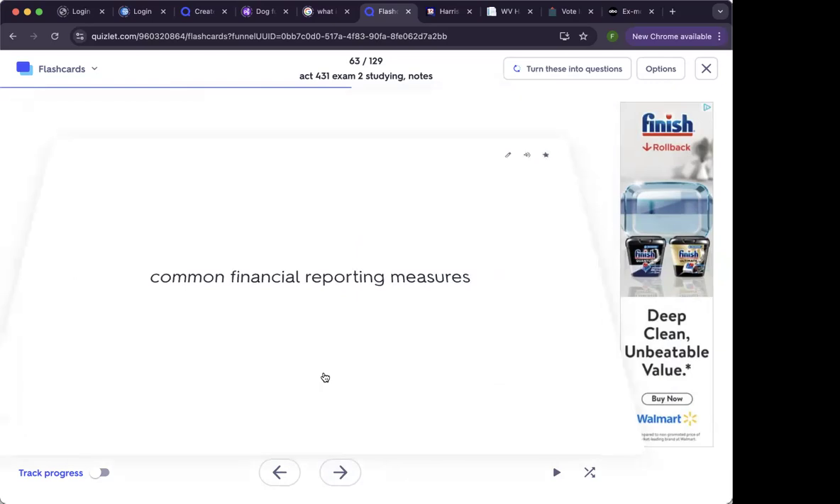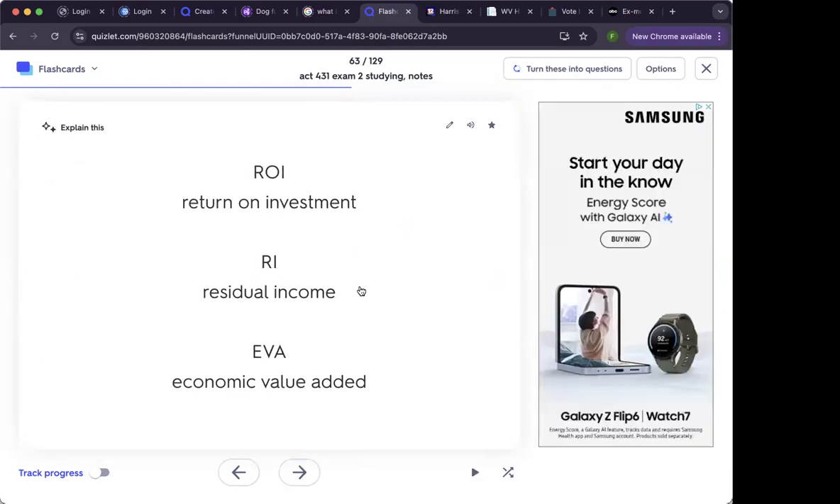Common financial reporting measures, ROI, RI, and EVA. But apparently, he said EVA won't be on the exam, so I'm not going to worry too much about that one.